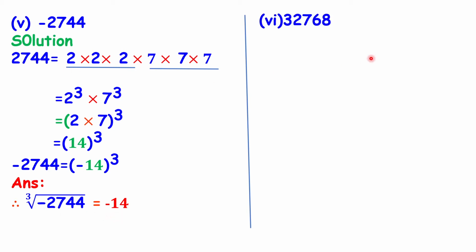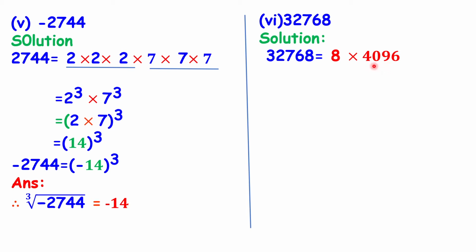Example 6: the number given is 32,768. This number is larger. If the given number is larger, then observe the number. The given number is an even number, therefore it is divisible by 2. But if it is a perfect cube, 2 will come 3 times. So we divide by 8. If we divide 32,768 by 8, the quotient will be 4096. 4096 is also divisible by 8.